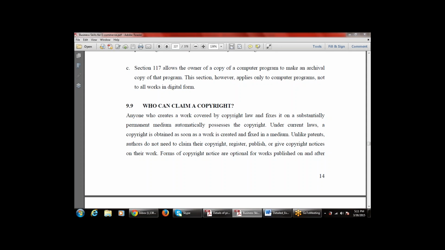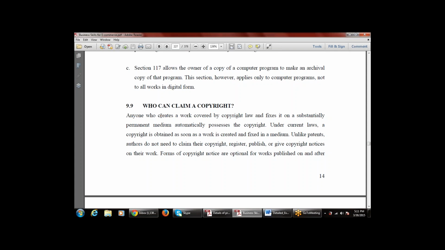So we are back from the break. Now let's start the session again. The next topic is who can claim a copyright. That is, who is responsible or who is applicable for claiming a copyright, who is applicable for getting the digital copyrights.